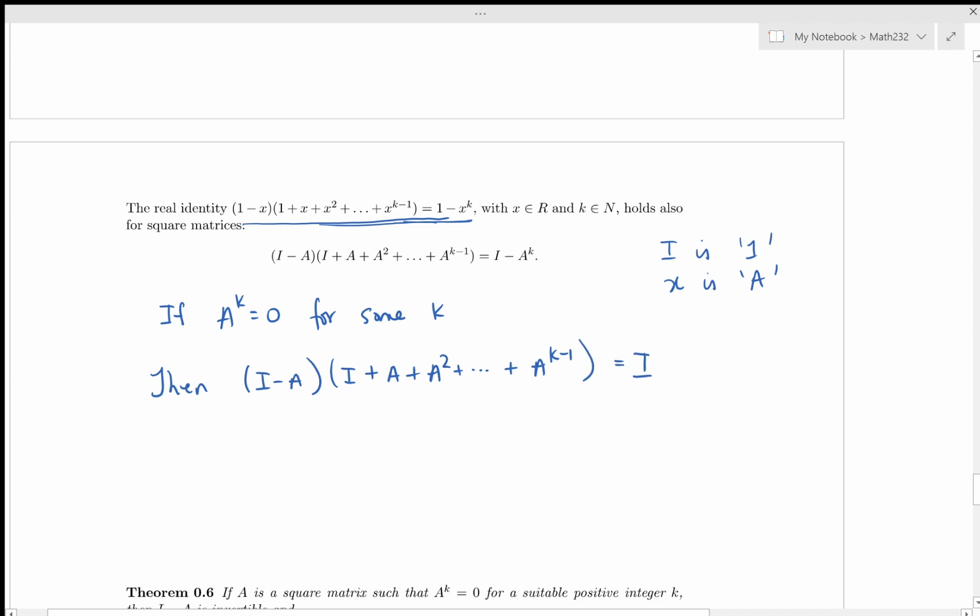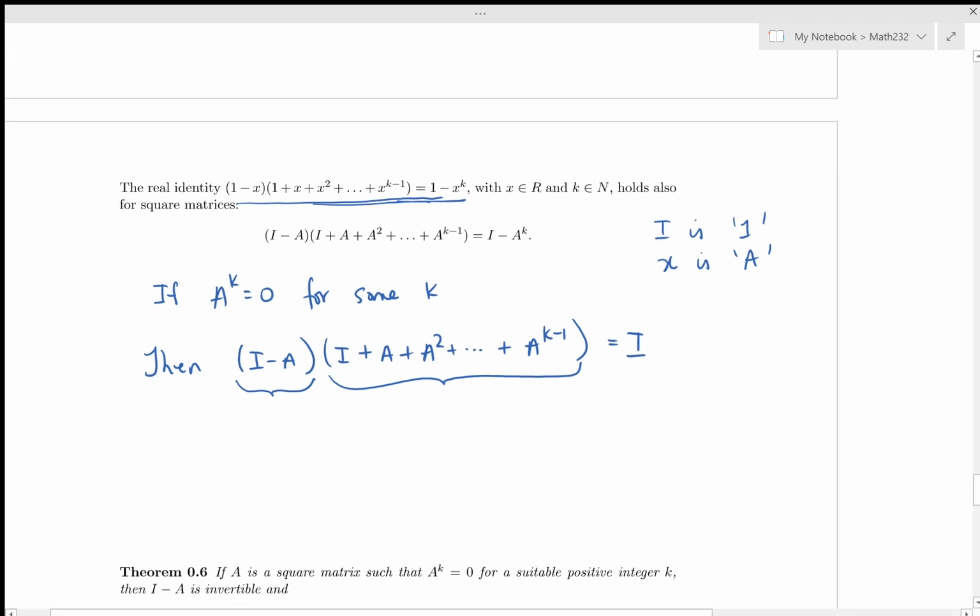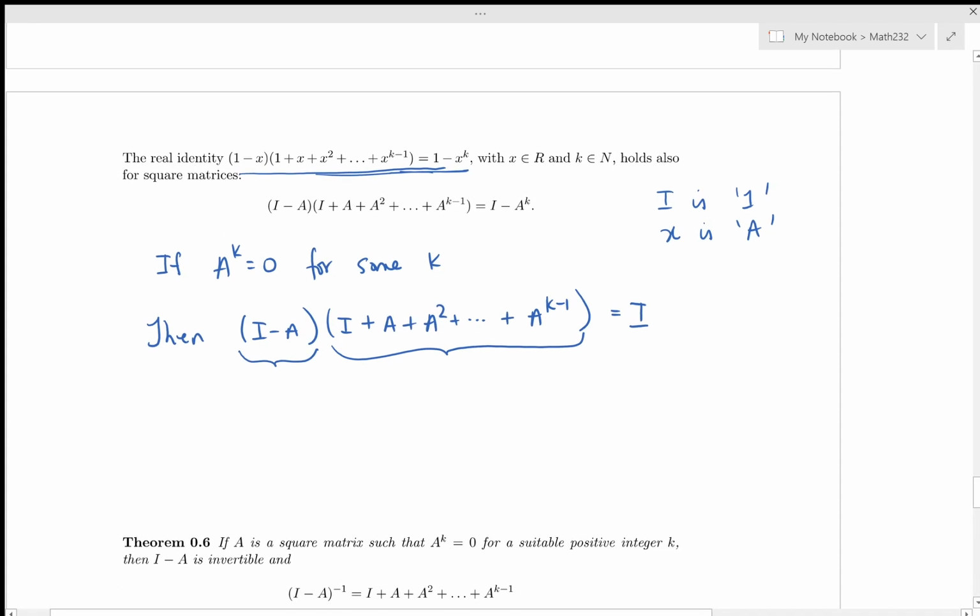Why is that exciting? Because that tells you that this matrix is the inverse of this one. When I multiply them together, I get the identity, and that's what it means for something to have an inverse. It means when you multiply something by something else, if the result is the identity matrix, then you have found the inverses. So the product here is I. Therefore, (I minus A) to the minus 1 is this thing.